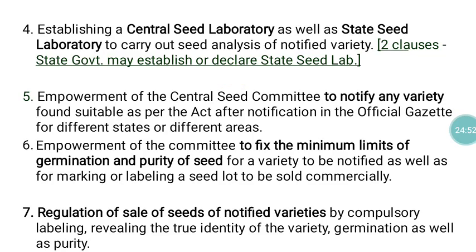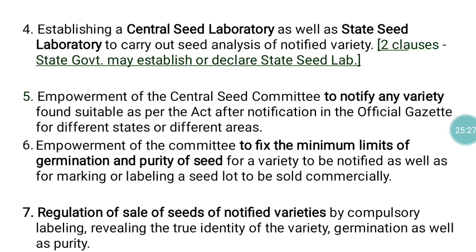Then Section 5. This is also very important, like Section 3. So this is very important. Here Section 5 gives empowerment to the Central Seed Committee for notification of a variety found suitable as per the Act, after the notification in the official gazette. So this is a notification. Section 5 mainly deals with the notification of the variety.